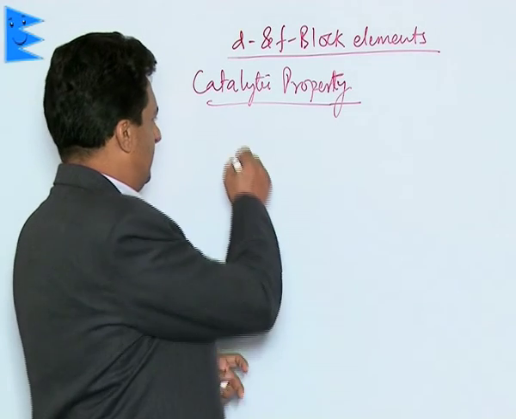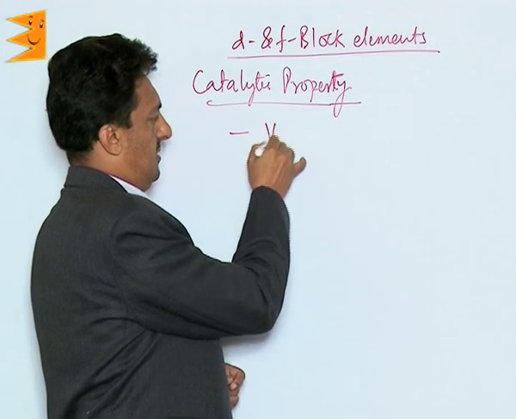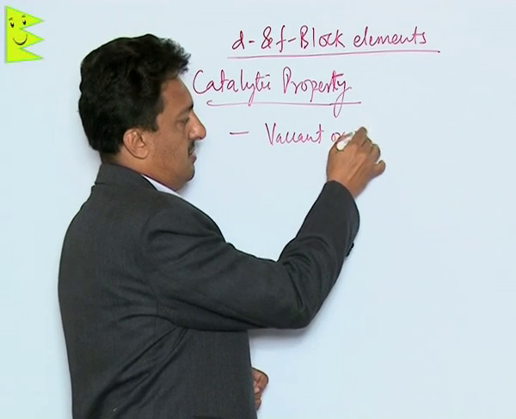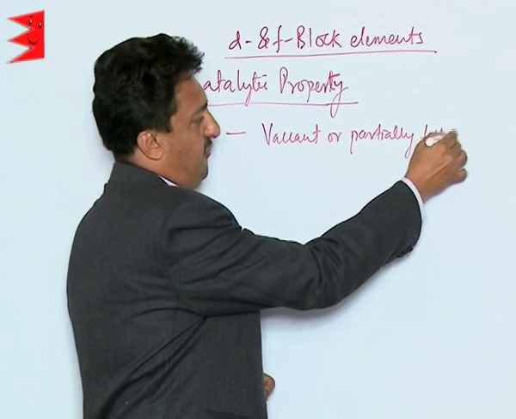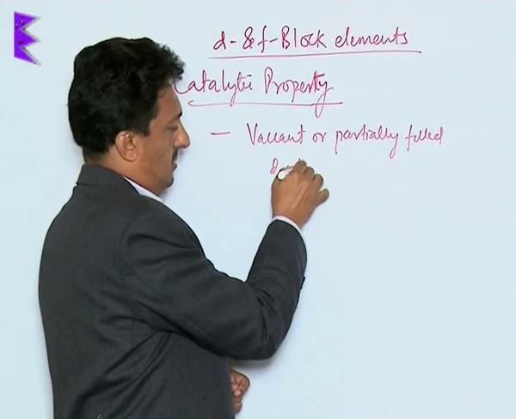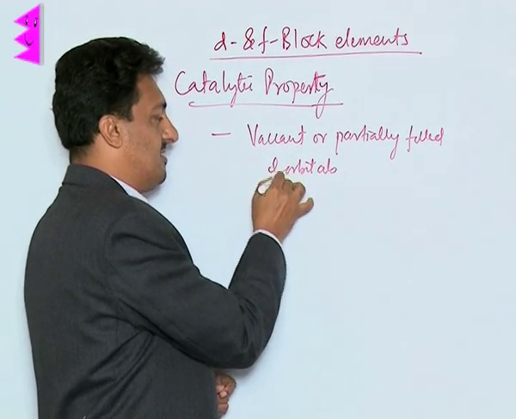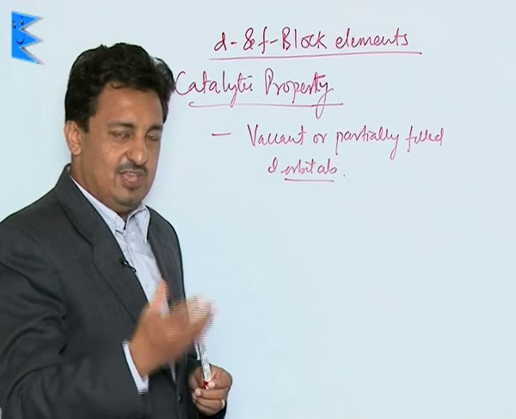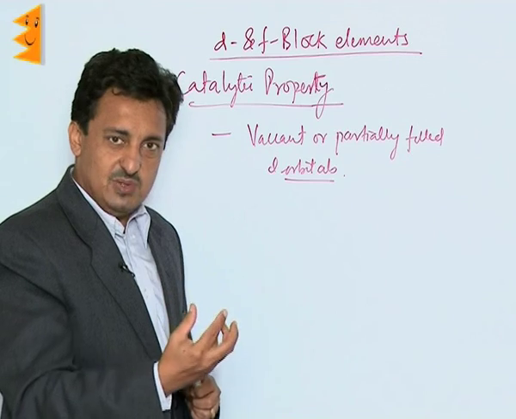The first is that they have vacant or partially filled d orbitals. Now, through these vacant or partially filled d orbitals, they provide surface area to the reactant molecules.